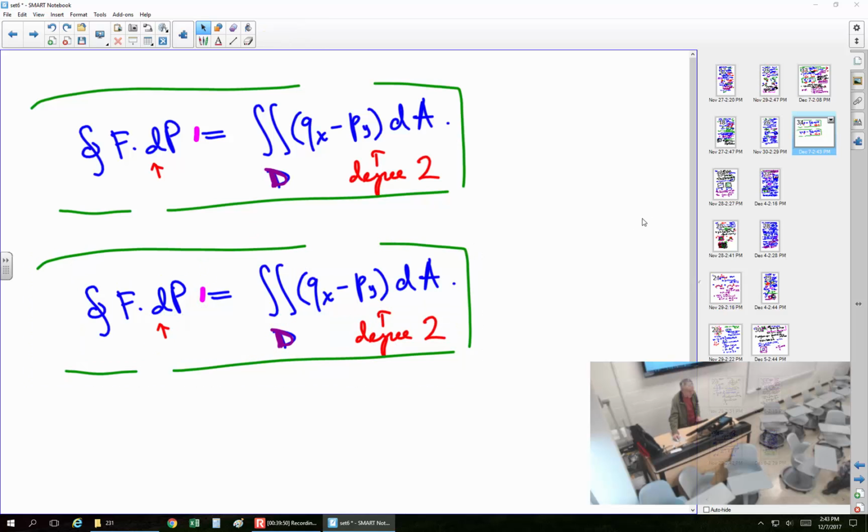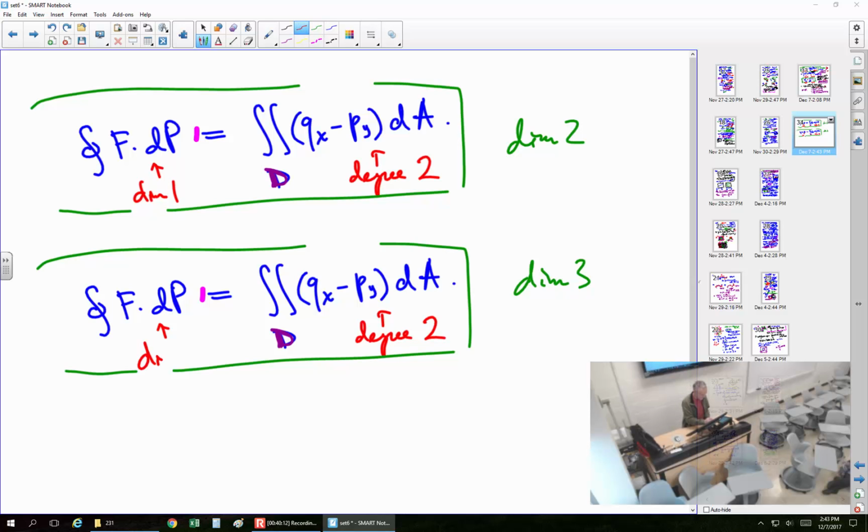Okay, now here what I want to do in the remaining time is to create, as best I can, an analog for dimension 3. Dimension 2, dimension 3. So you can imagine that all the dimensions will go up by 1. So here I'll have dimension 2, and here I'll have dimension 3, which means that I'm going to have here a double integral, and here we'll have a triple integral. Okay?